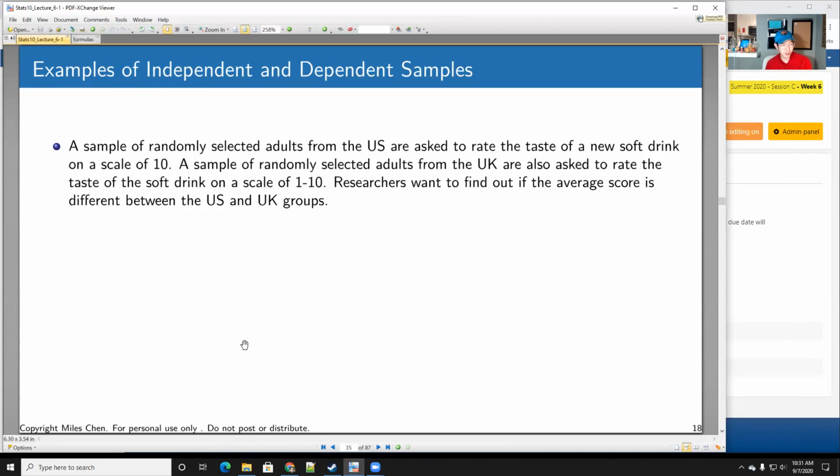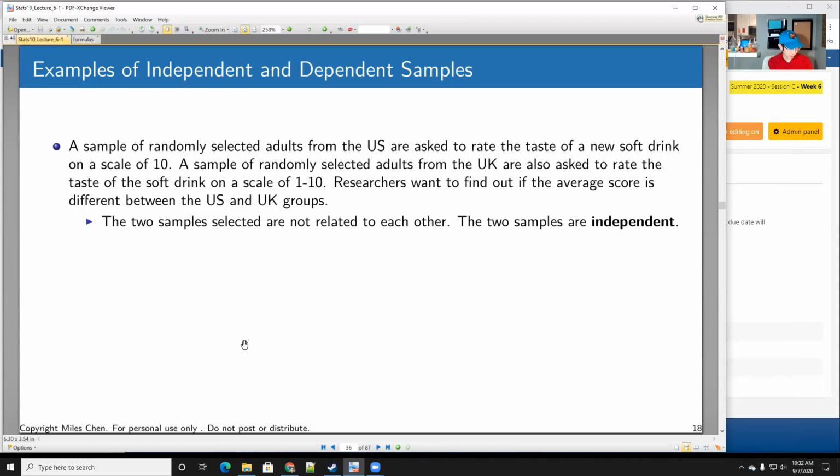It's a known thing that people from different countries have different taste preferences. So depending on where you go in the world, they might change the formula of a soft drink to appeal to that population. So we want to know, is there a difference in the score here? In this case, the two samples that we've selected, the adults in the United States and the adults from the United Kingdom, are not related to each other. So these two samples are independent.